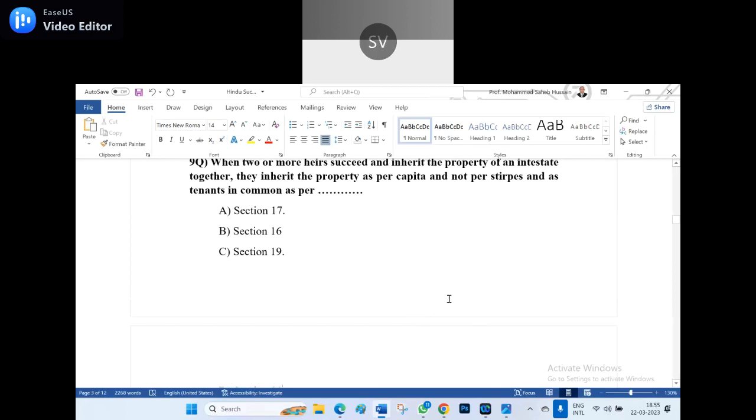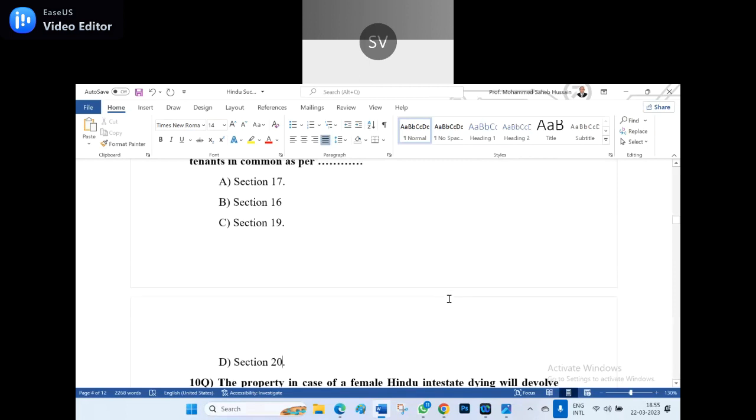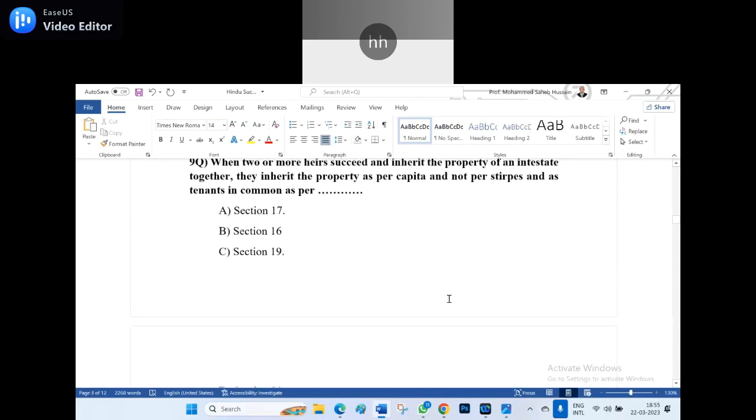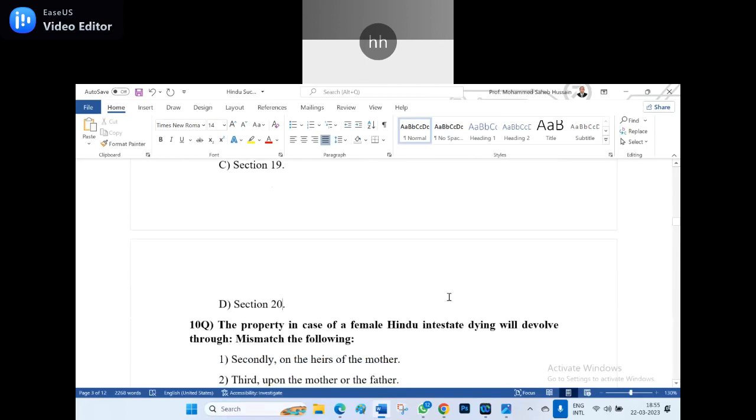Section C, section 19, I think. It is section 19. Yes. In Muslim law, especially, per capita is Sunnis, per stirpes is Shias.